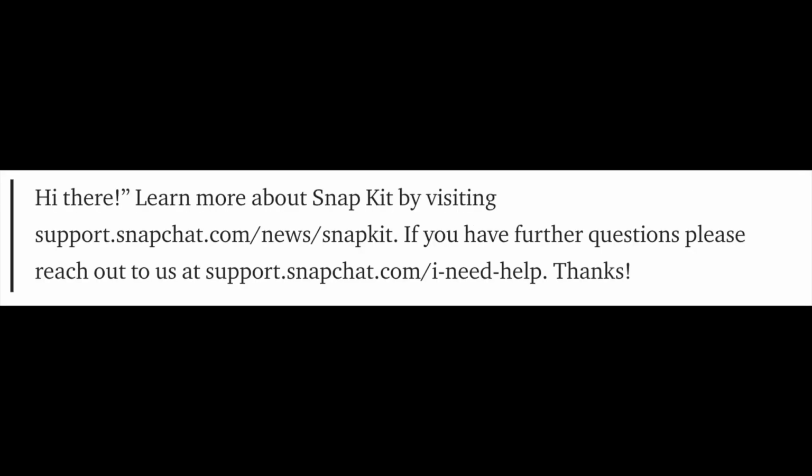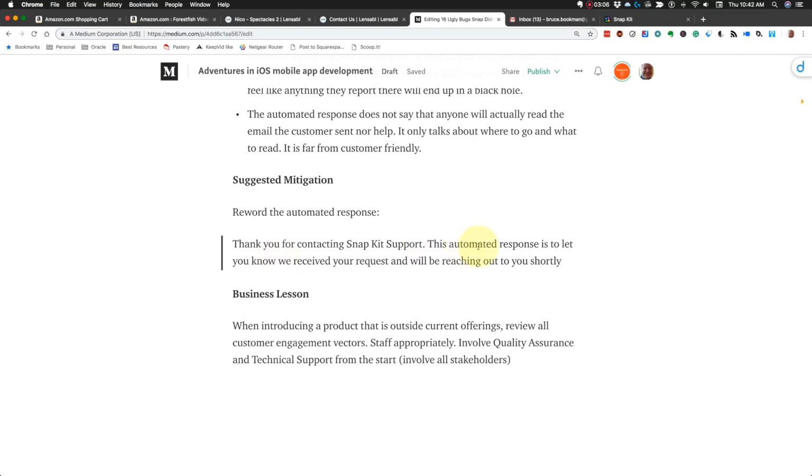So, what are the issues? It tells the customer who's seeking support to look at the news blog. And then it also tells the customer if they need assistance to go to the I need help page, which isn't helpful. And I already sent an email to support. So if I sent an email to support, I'd expect support, not to be told to go to I need help. This just doesn't make any sense at all. I suggest rewording it, just saying thanks, this is an automated response.